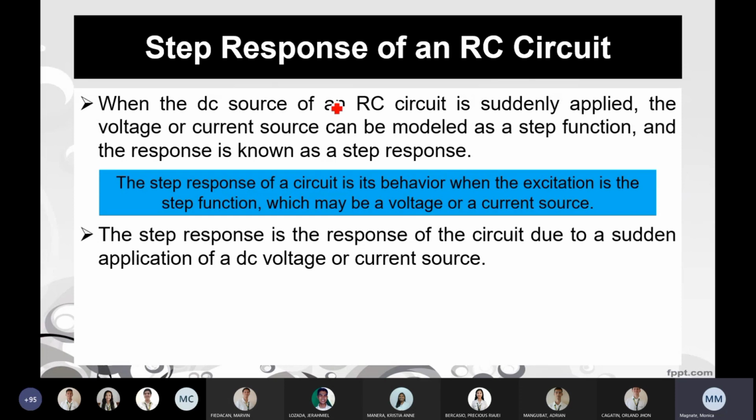So the step response of a circuit is its behavior when the excitation is the step function, which may be a voltage or a current source. The step response is the response of the circuit due to a sudden application of a DC voltage or current source. Ayan. So yung tatawag natin step response, kapag meron tayong sudden application ng DC voltage or current source.